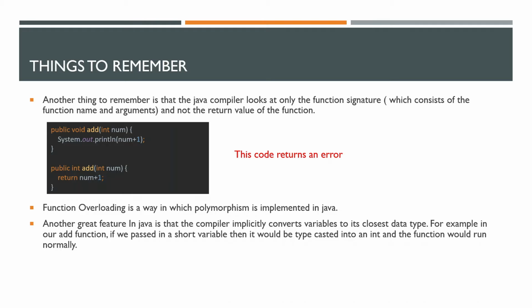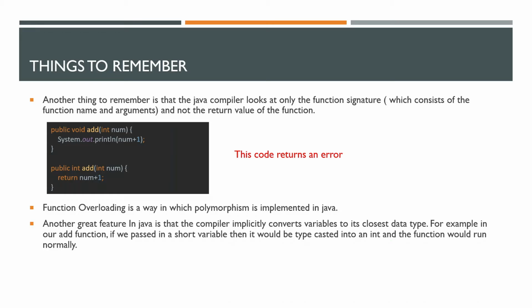Now, some things to remember while we're using function overloading is that the Java compiler only looks at the function signature. So if we look at this code over here, public void add int num is what we're receiving as a parameter. And we system.out.println the value of num plus one. And obviously over here we have a different return type. We have void over here.